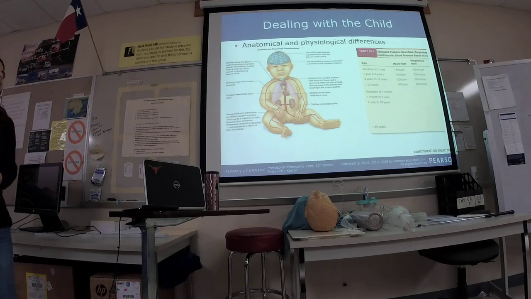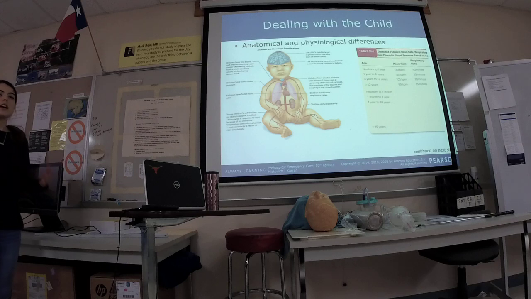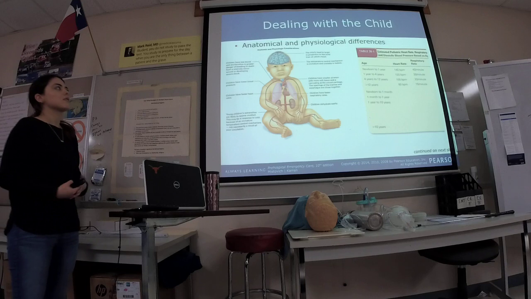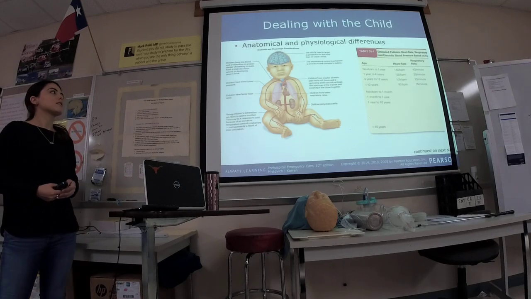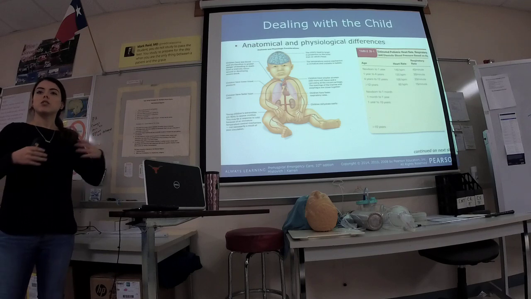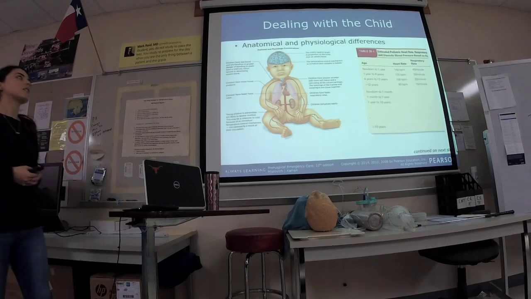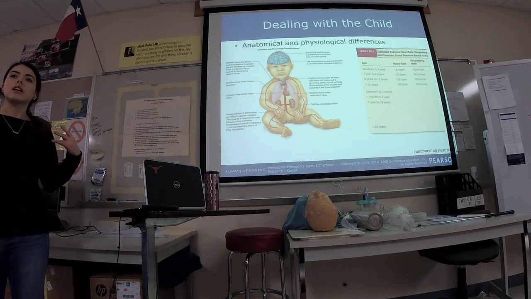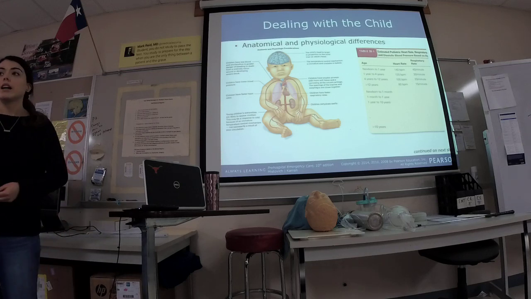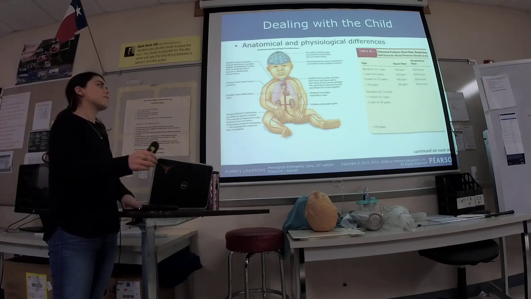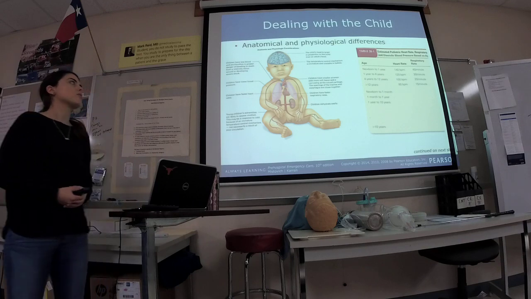So, anatomical and physiological differences. In a child, they're going to have a larger proportionate head. That can lead to some issues such as decreased temperature regulation. A lot of children lose a lot of heat through their head or through their skin. They also have a larger skin surface area, so they can also dehydrate easily because more water is able to leave their body.